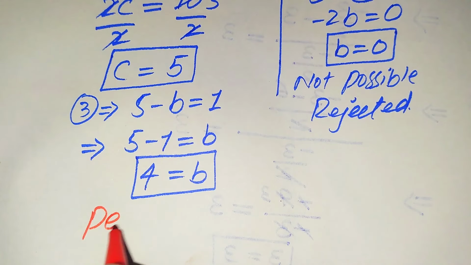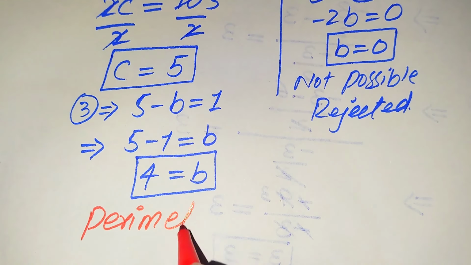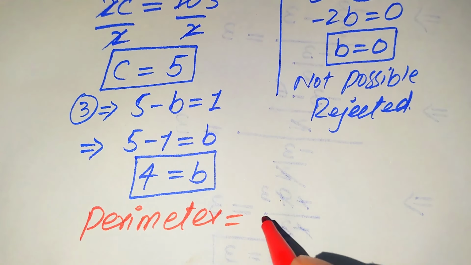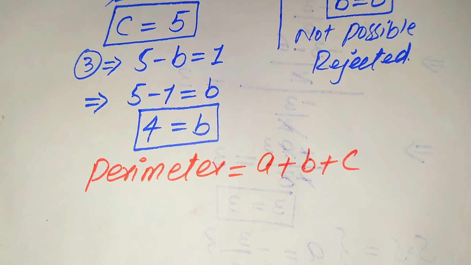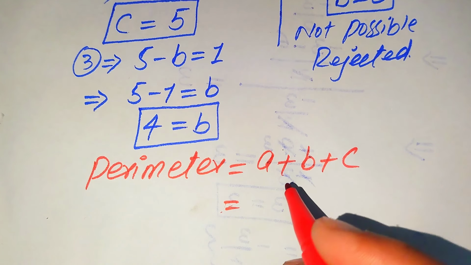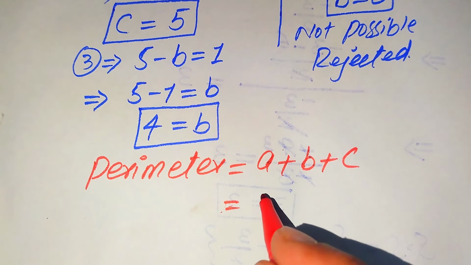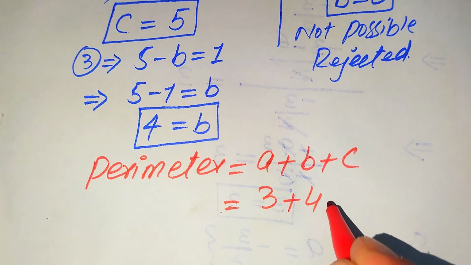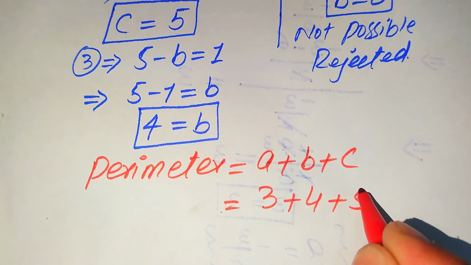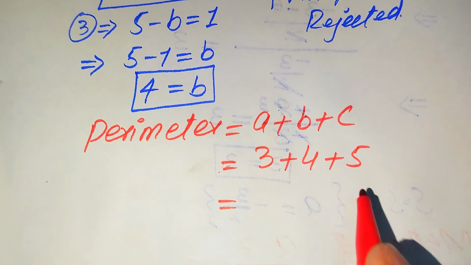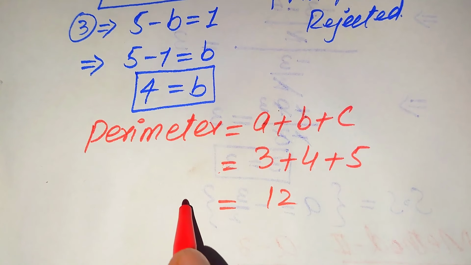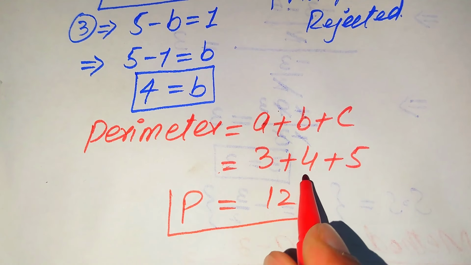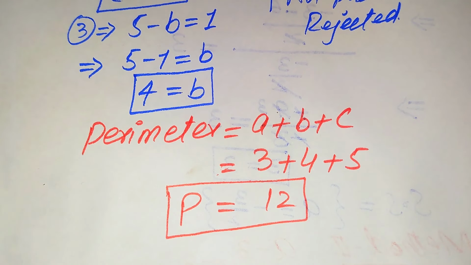We know that the perimeter of a triangle is the sum of all its side lengths: a plus b plus c. We have a equals 3, b equals 4 and c equals 5. So we obtain 5 plus 4 becomes 9, and 9 plus 3 becomes 12. So this is the required perimeter of the given right triangle, and this is the final answer.